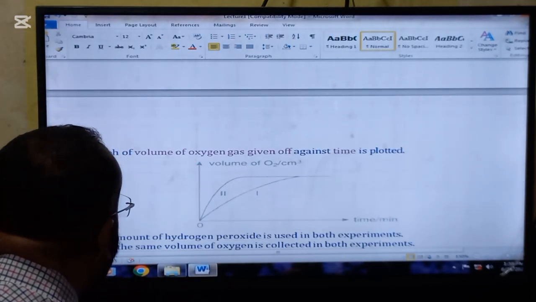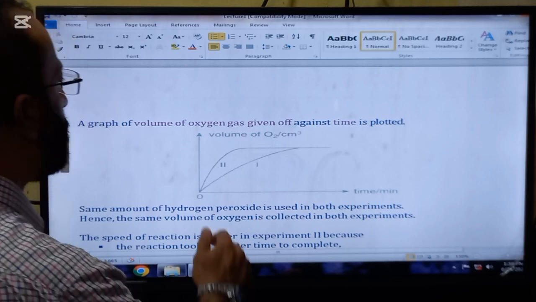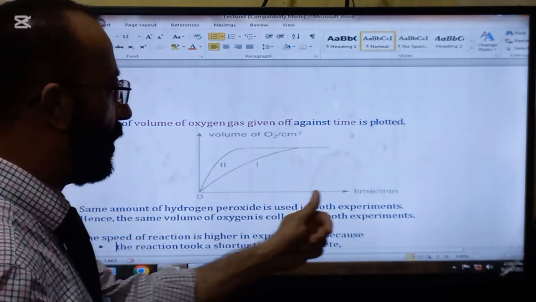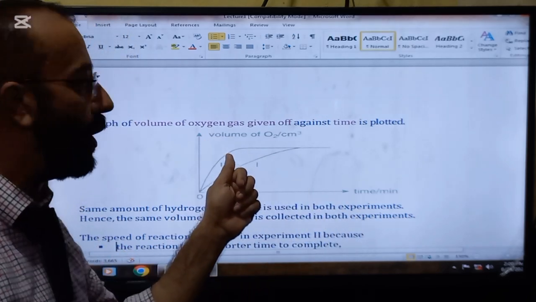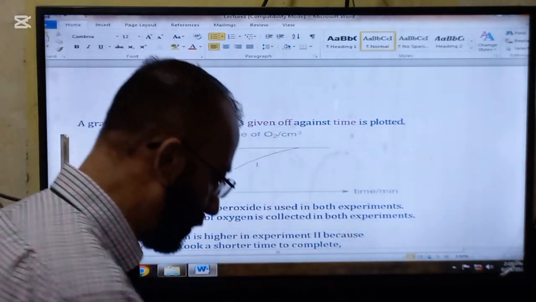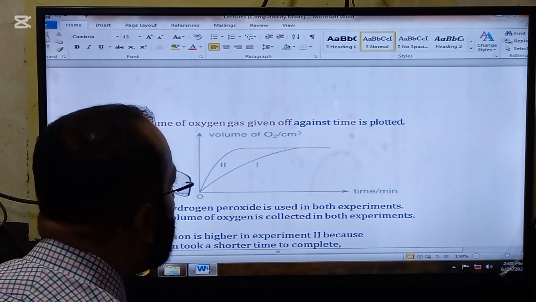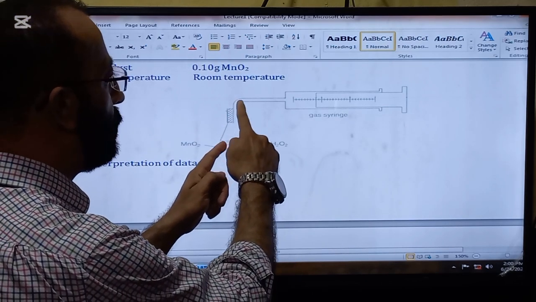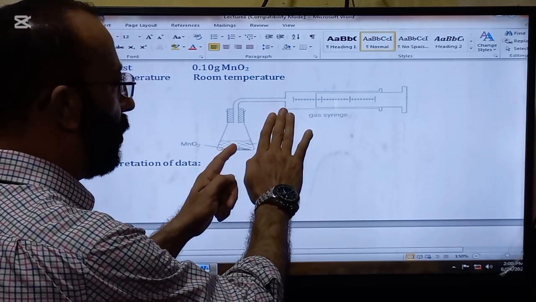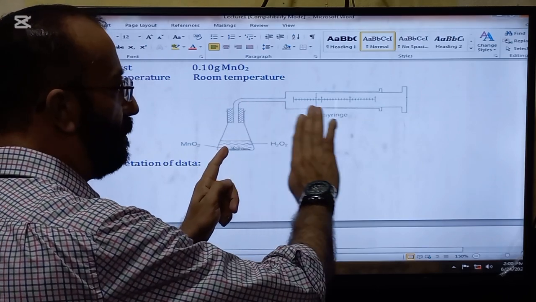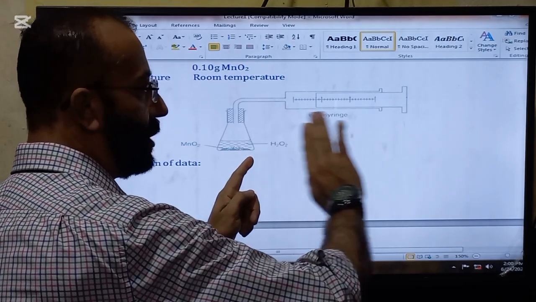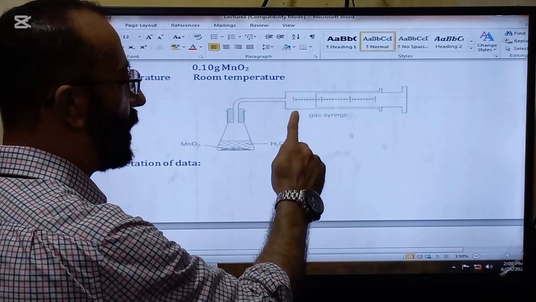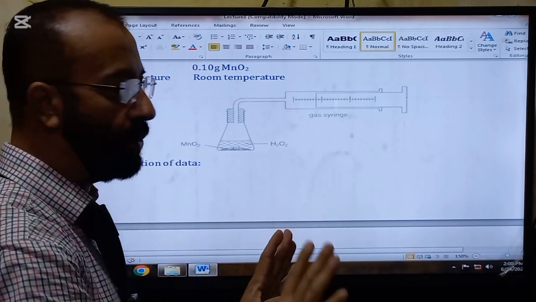So look now, a graph of the volume of oxygen gas given off against time. A graph will be plotted, time against the volume of the O2 produced. So look now how the O2 produced can be observed. When O2 is produced, it will go into the syringe. The more O2 is produced, it will push the plunger to the right. So from here we can note the volume of the O2 produced with time.